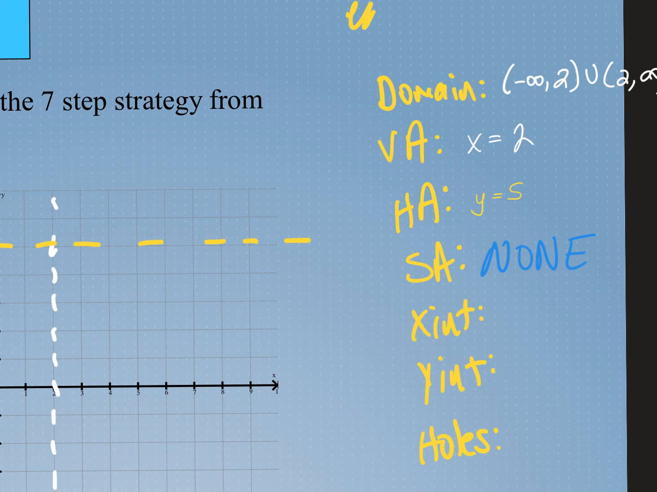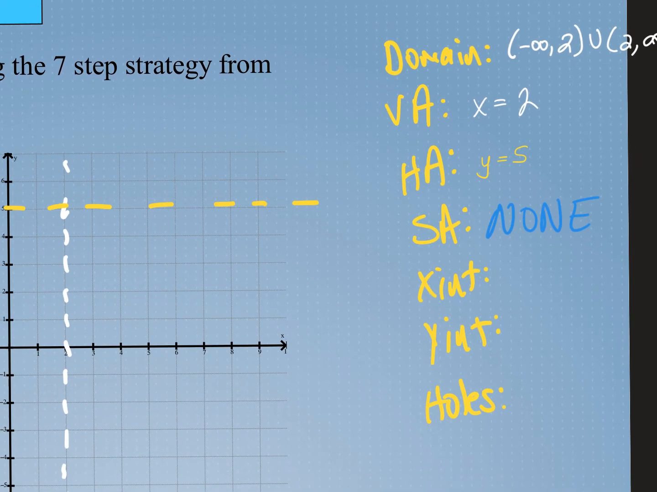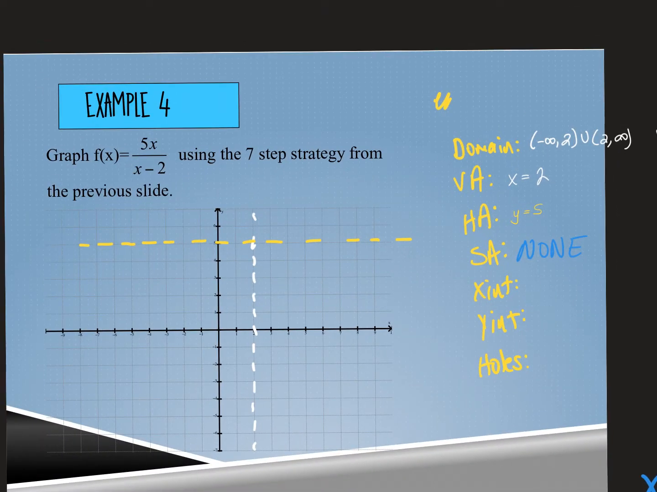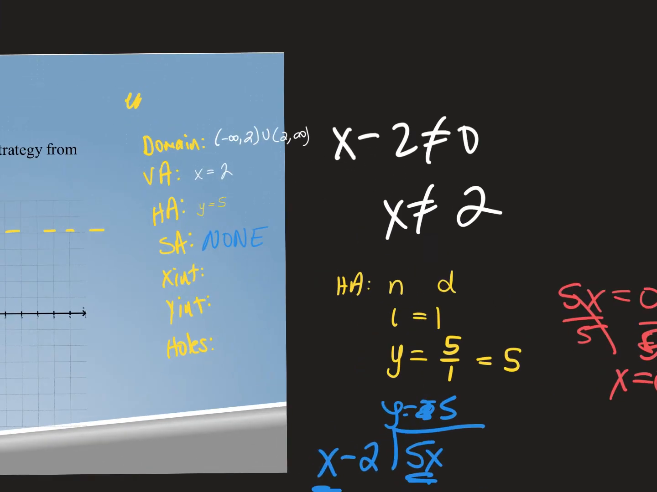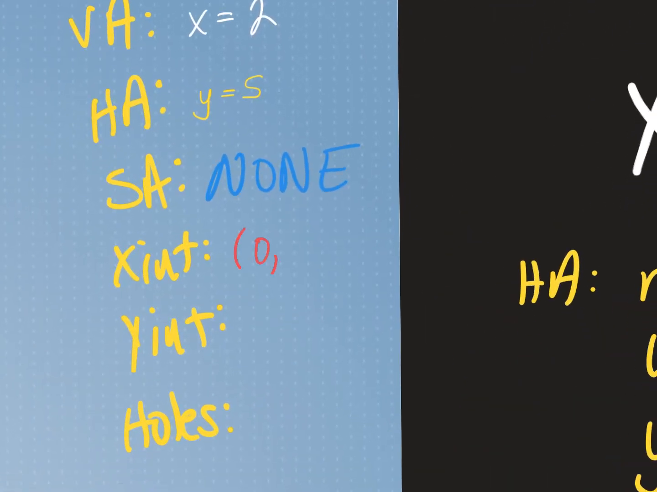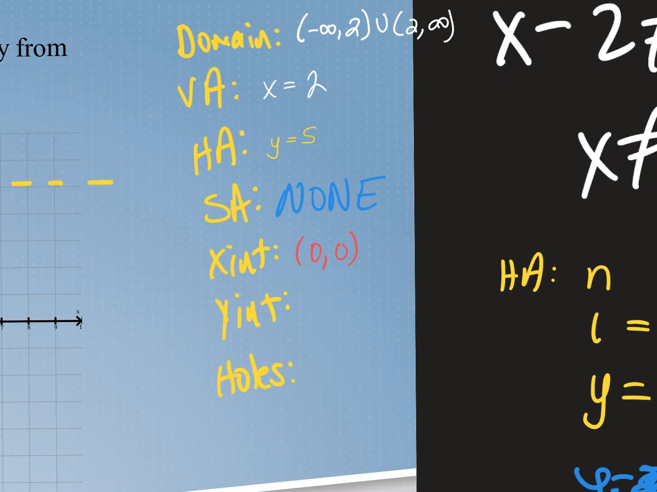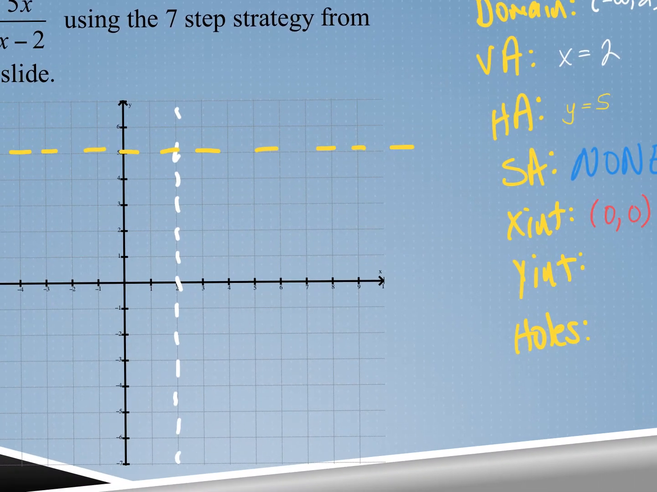But all right, let's talk about x-intercepts. Look at your cheat sheet. How do you find x-intercepts? Set the numerator equal to 0. Okay, so I'm going to say 5x equals 0. Well, divide both sides by 5. What does x equal? What's 0 divided by 5? 0. So my x-intercept is going to be at 0, 0. That means my graph is going to go through that. You can put that on your graph right there, 0, 0.